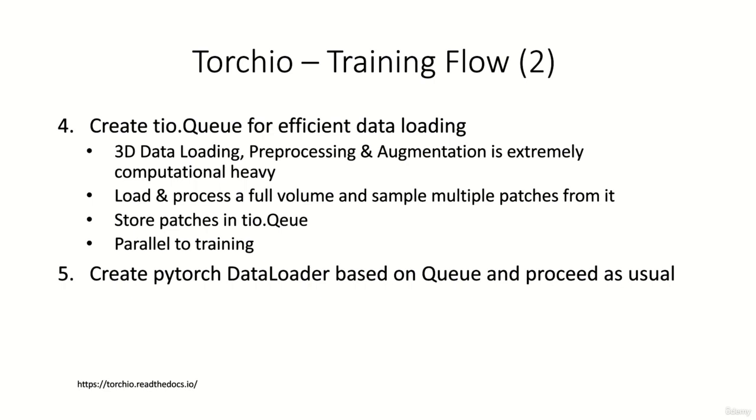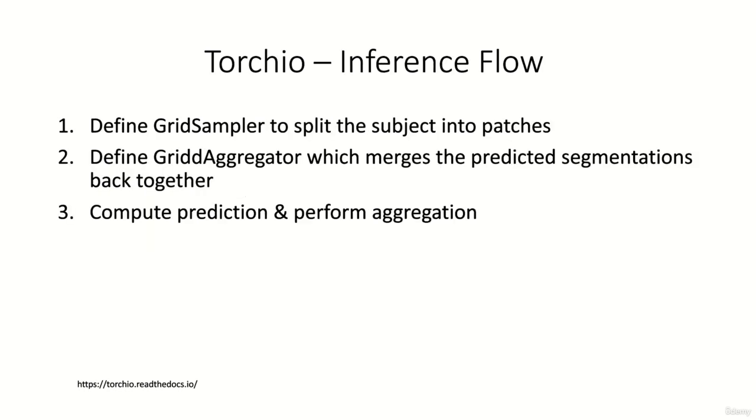Last but not least, we create the PyTorch data loader based on a queue and proceed as usual by defining the model class. After training the model, we want to perform inference. When calculating a prediction with TorchIO, we at first define the grid sampler to split the subject into multiple patches. After that, we create a grid aggregator with the task of merging our predicted segmentations back together. Last but not least, we can compute prediction and perform aggregation.